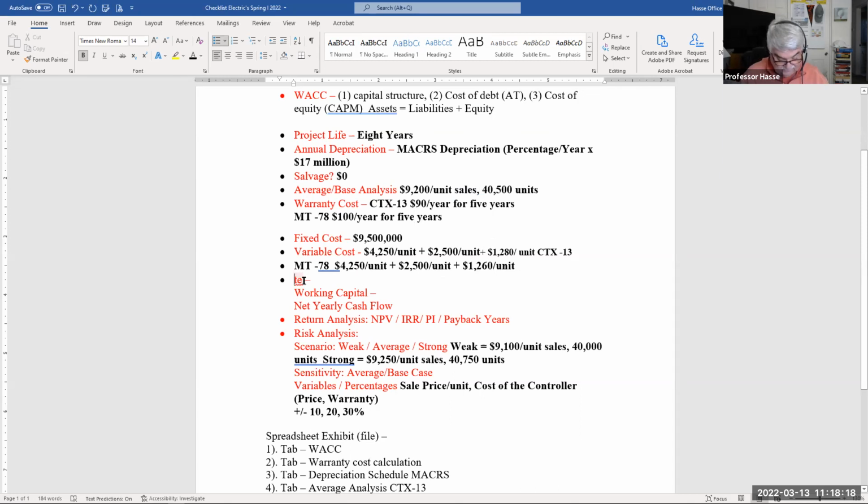The tax rate in this case, 35%, quite high. Must be in California. That's the tax rate used to determine your after-tax cost of debt and also your discount rate. The working capital rate. We did working capital in case number 3. You should know how to do that. The working capital is given as 10% of sales.